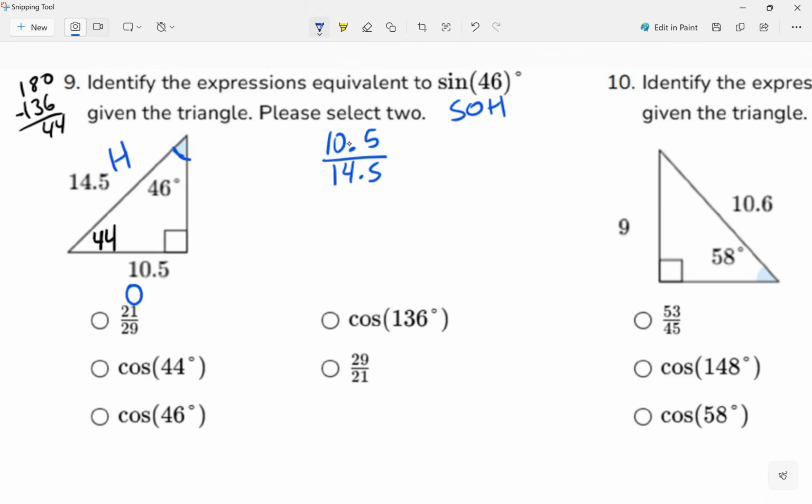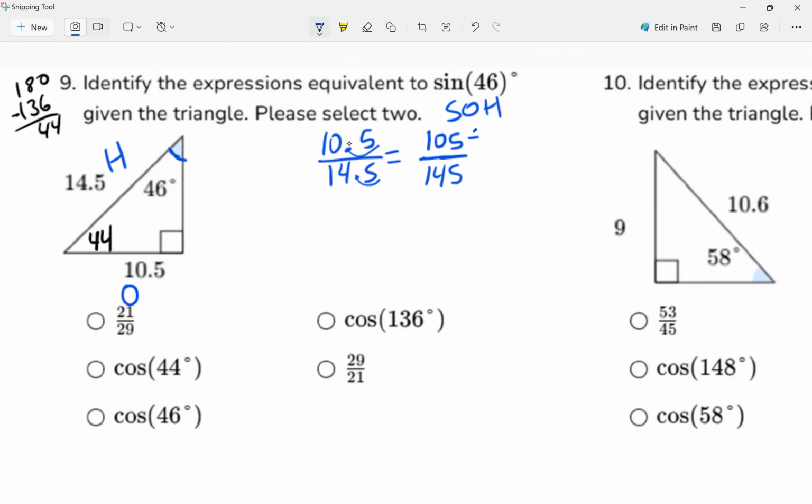Okay, so maybe I need to simplify my fractions. Maybe I should not have a decimal. So let me multiply this by 10. So basically move the decimal to the right. So that gives me 105 over 145. I look at my choices. I still don't see that. Okay, this needs to be simplified. The way I'm going to simplify, let me divide each of these by 5.